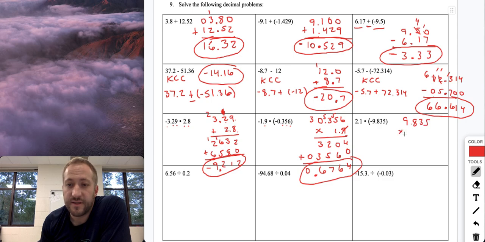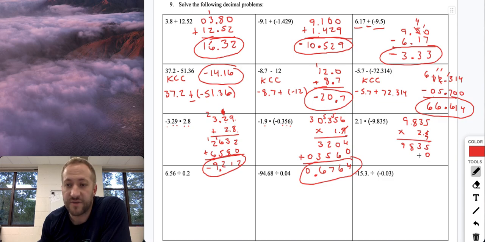9.835 times 2.1. I'll go and multiply. 1 times 5 gives me 5. 1 times 3 gives me 3. 1 times 8 gives me 8. 1 times 9 gives me 9. Done with the 1. I'm going to put a 0 right here because I'm moving over to this place.